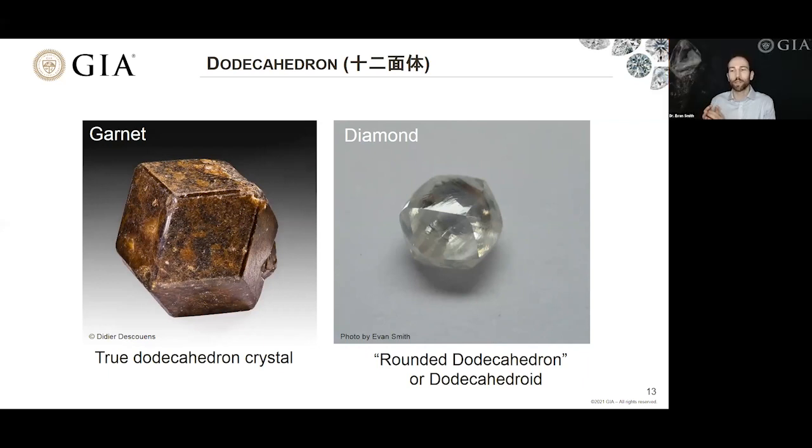These curved surfaces are not crystal faces. And this is why we call it a rounded dodecahedron or a dodecahedroid. And some people simply shorten this to dodec for simplicity.